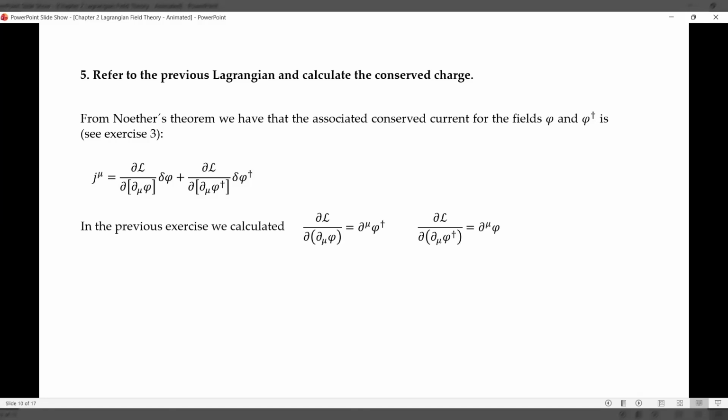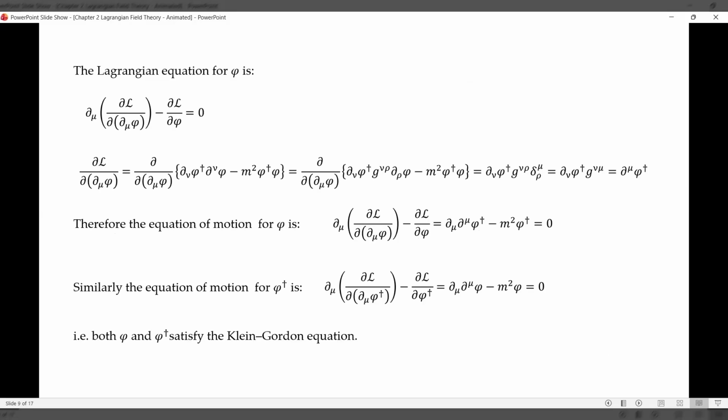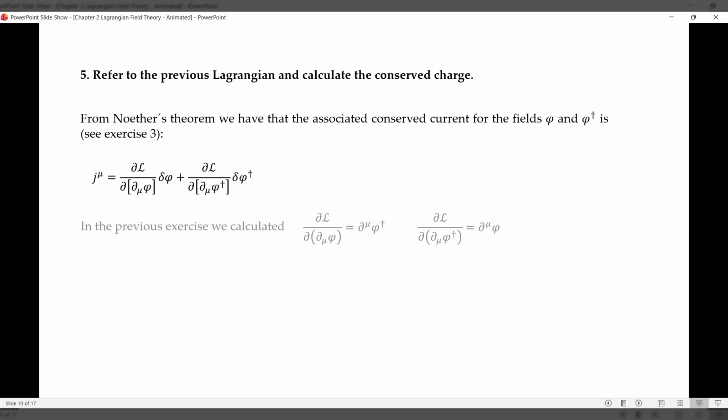Now, in the previous exercise, we already calculated both these derivatives. Let's go backwards. These derivatives here. So we can now substitute them directly into the expression for J super nu to simplify the current.